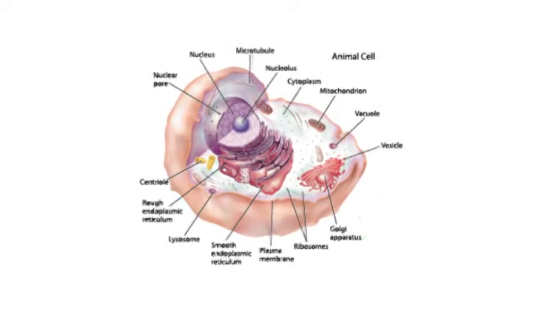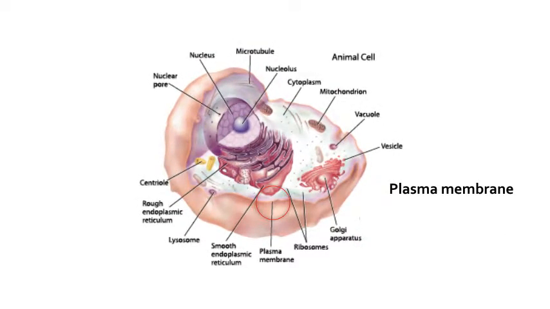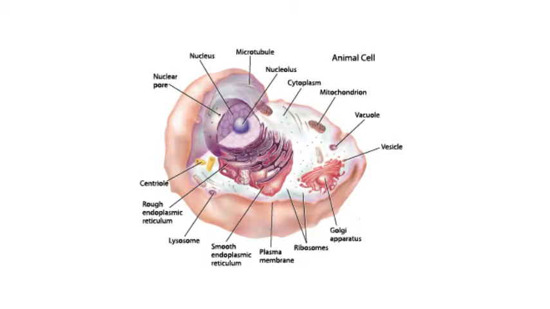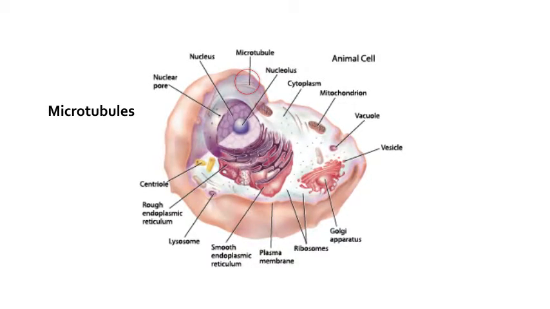The cell is protected from the outside environment by a plasma membrane, a flexible boundary that controls the movement of materials into and out of the cell. The cytoskeleton is composed of microtubules, which are long, hollow protein cylinders that assist in moving substances within the cell.